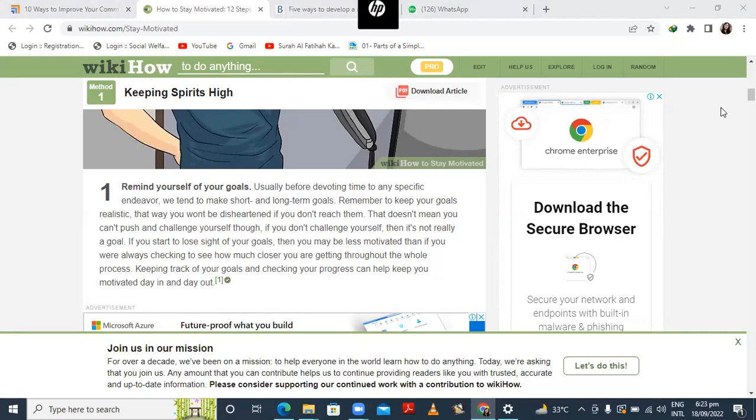Remind yourself of your goals. Usually, before devoting time to any specific endeavor, we tend to make short and long term goals. Remember to keep your goals realistic. That way, you won't be disheartened if you don't reach them. That doesn't mean you can't push and challenge yourself, though. If you don't challenge yourself, then it's not really a goal. If you start to lose sight of your goals, then you may be less motivated than if you were always checking to see how much closer you are getting throughout the whole process. Keeping track of your goals and checking your progress can help keep you motivated day in and day out.